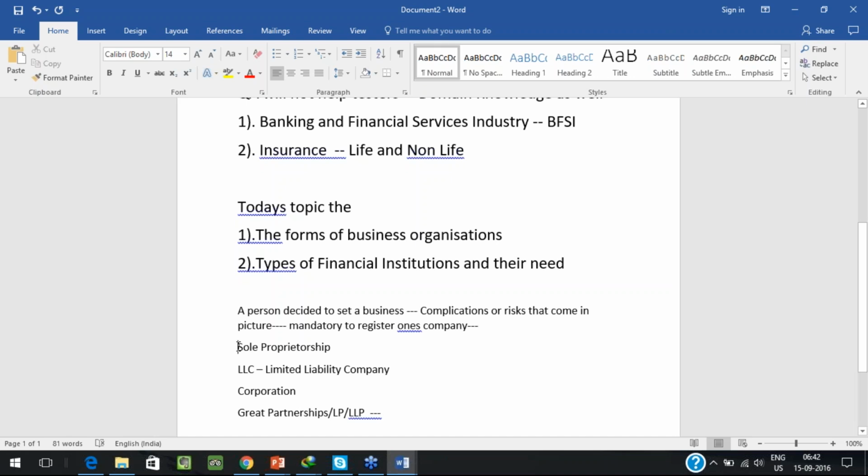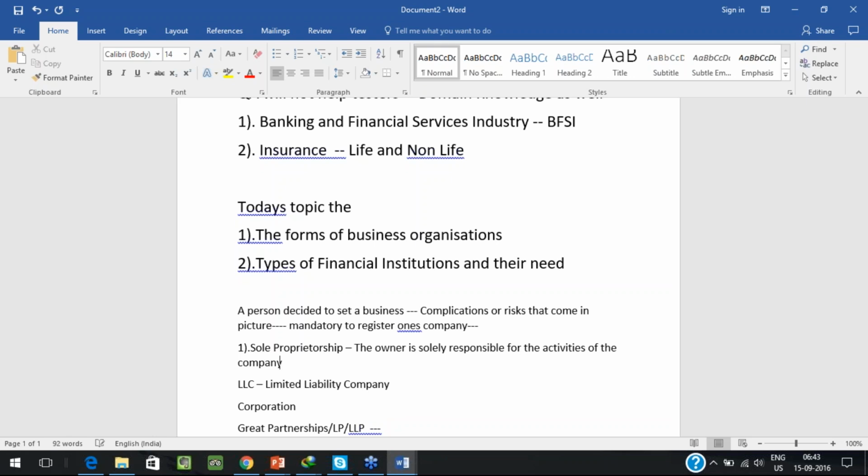Now what is a sole proprietorship? This means the owner is solely responsible for the activities of the company he or she is running. So he or she has set up the business.